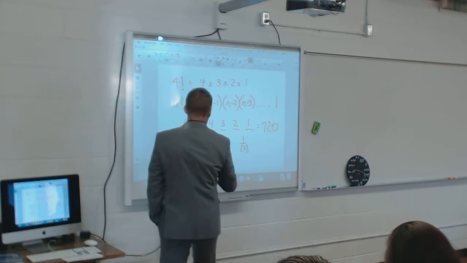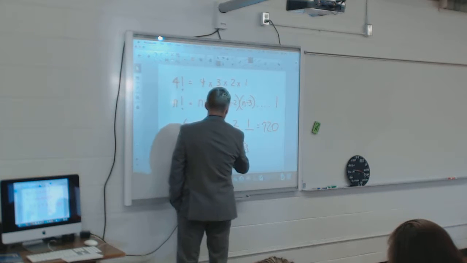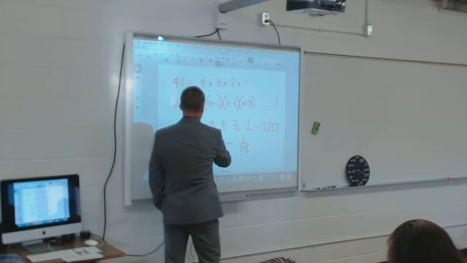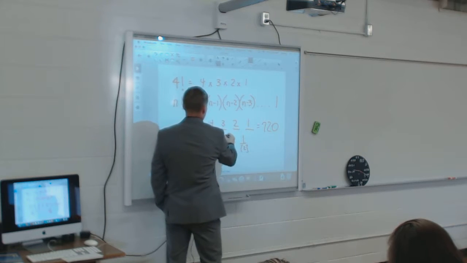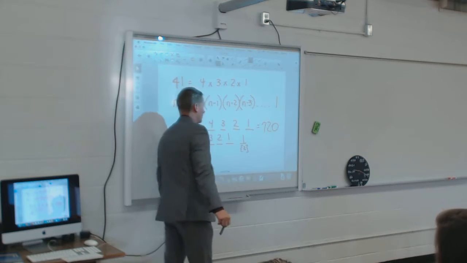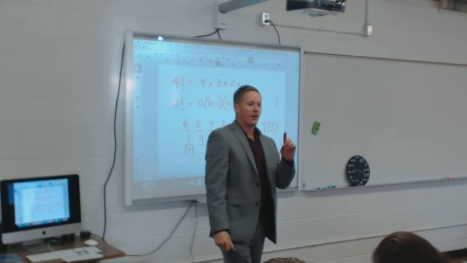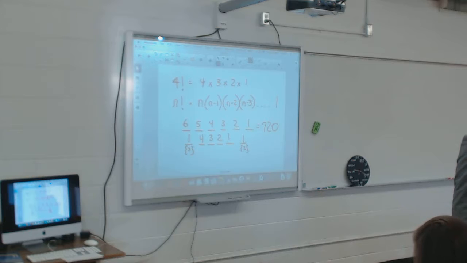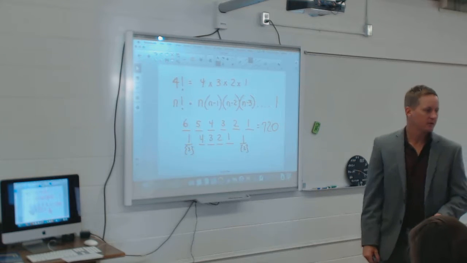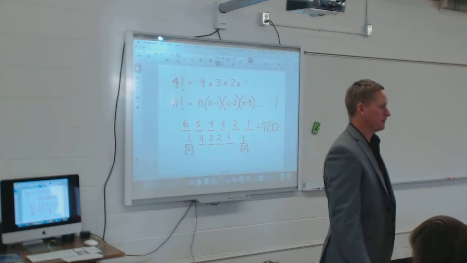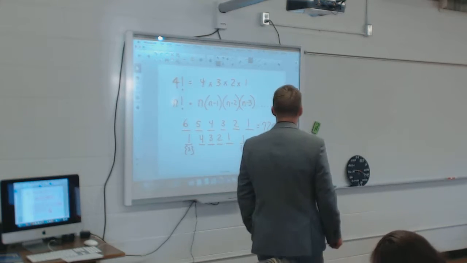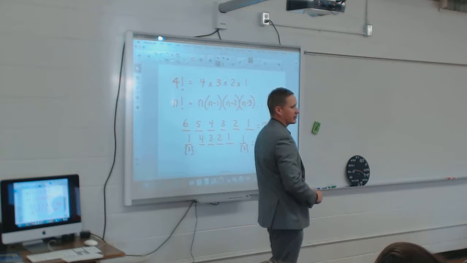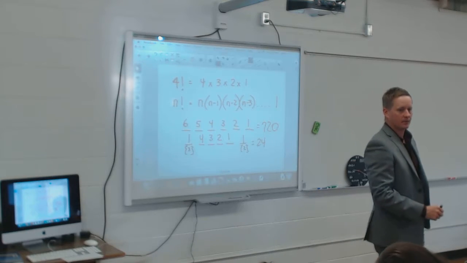So now, how many choices do I have for that blank? 4. This one? 3. So if I want a 6-digit code that starts with 3 and ends with 2, how many possibilities can I have? 24. 4 factorial. 24 possibilities, if I have that restriction on it.